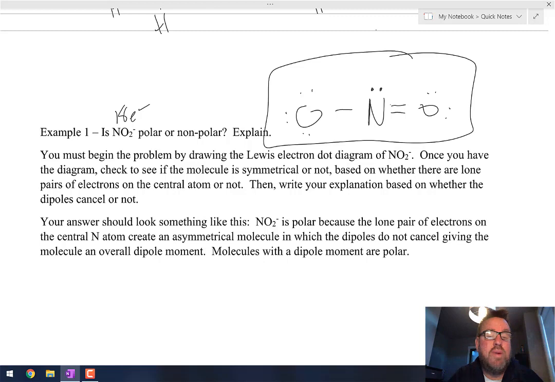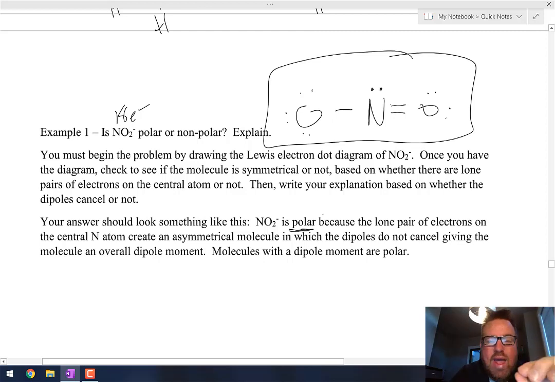I could ask you about the bond angles. You would tell me that those bond angles are roughly a little bit less than 120 degrees. Okay, and now I can ask you, is this polar or non-polar? The first thing you're going to do is tell me that it's polar. So it is polar.